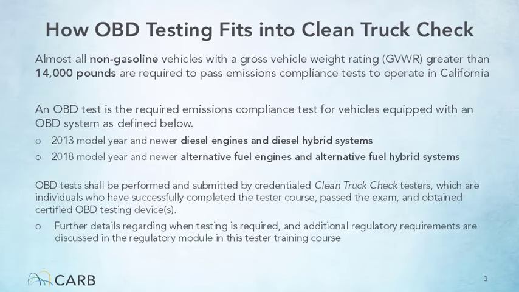Clean Truck Check requires almost all non-gasoline vehicles with a gross vehicle weight rating greater than 14,000 pounds to pass emissions compliance tests to operate in California. An OBD test is the required emissions compliance test for two groups of vehicles equipped with OBD systems. Group 1 are 2013 engine model year and newer diesel engines and diesel hybrid systems. Group 2 are 2018 engine model year and newer alternative fuel engines and alternative fuel hybrid systems.